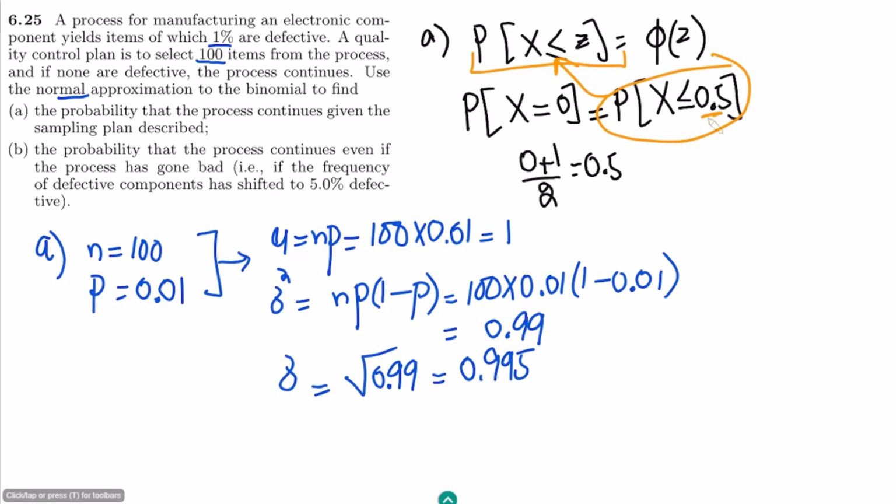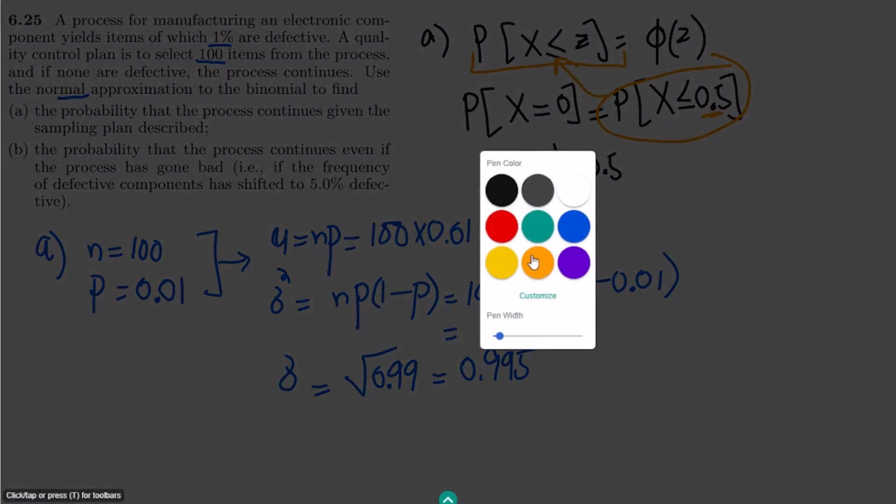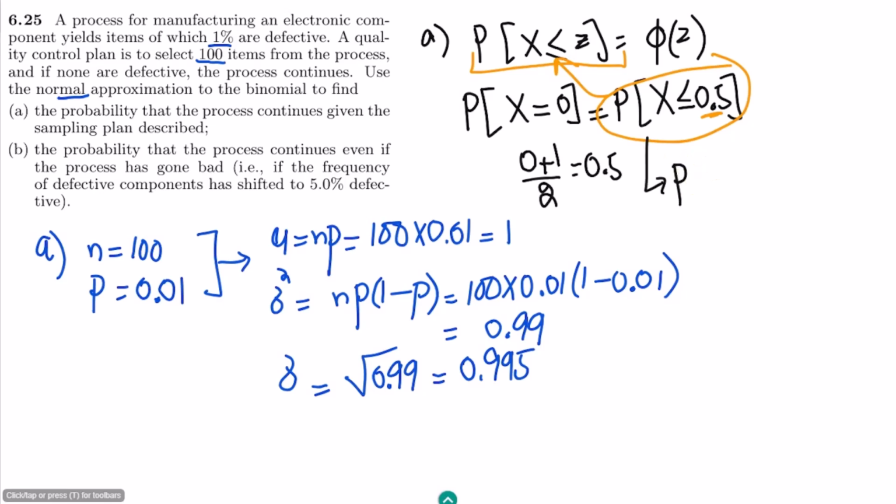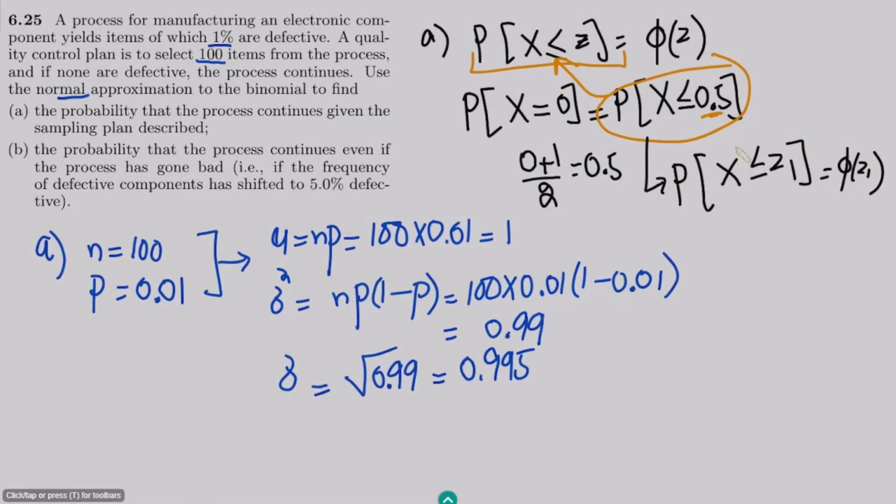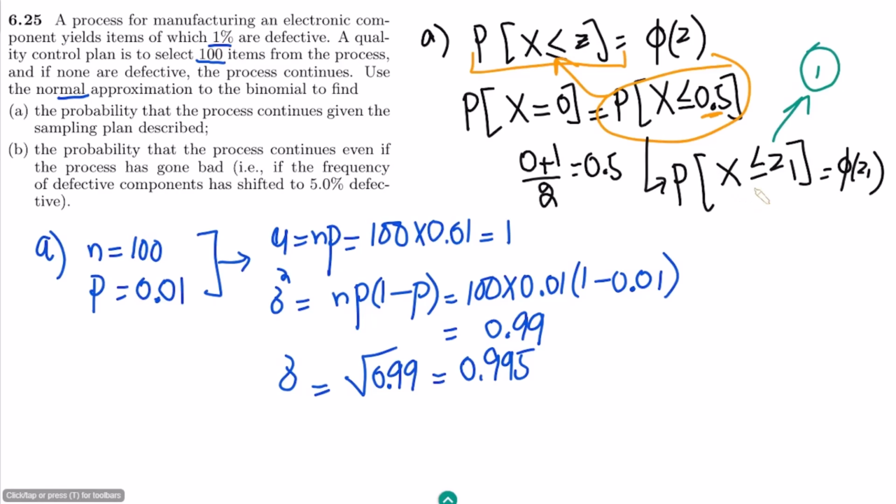Now we transform this into the z distribution, where it will be z1, and then we can apply the z table, which will be phi of z1. Let me call this equation 1. To do so, we find the value of z1, which is x1 minus mu divided by sigma. The value of x1 is 0.5, mu is 1, and sigma is 0.995.